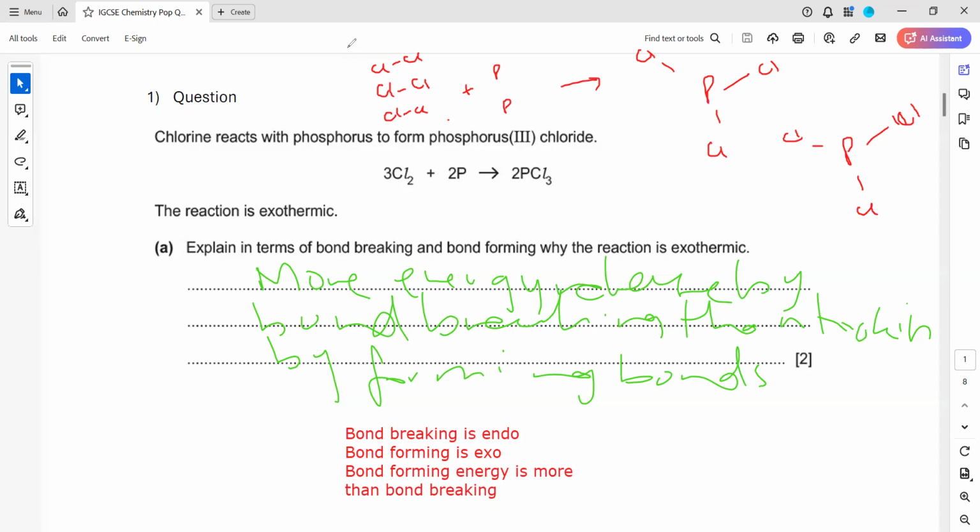So what actually happened? First, energy is absorbed in bond breaking. So the reactant side is the bond breaking side. When chlorine and phosphorus form a bond, they release energy, that will be exo, which is bond forming. So always mention these first 2 points. Bond breaking is endo, bond forming is exo. That is 1 point. And because in this reaction the bond forming is more than the bond breaking, that's why the overall reaction is exothermic.